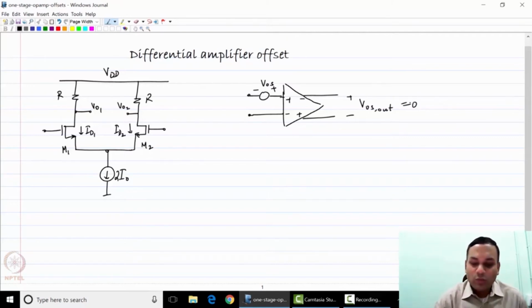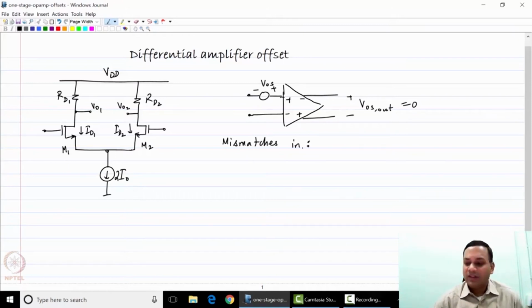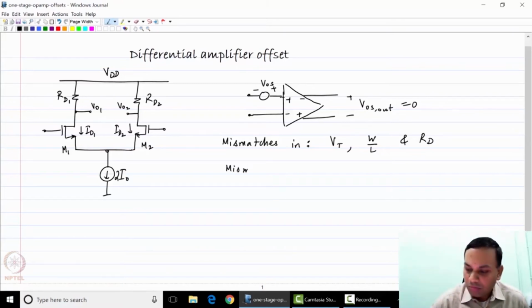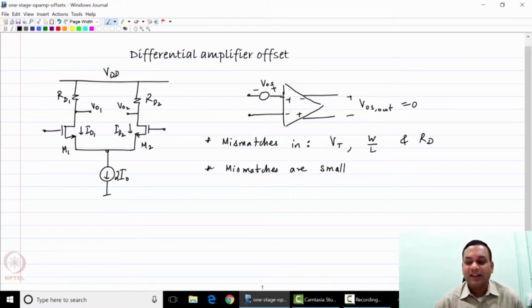So now let us do that. So we will assume that the two resistors are RD1 and RD2. We will assume that mismatches exist in VT, W over L and RD. So nominally the two resistors are RD, but in reality they are slightly different. We will also assume that mismatches are small. So these are the two assumptions in our analysis.